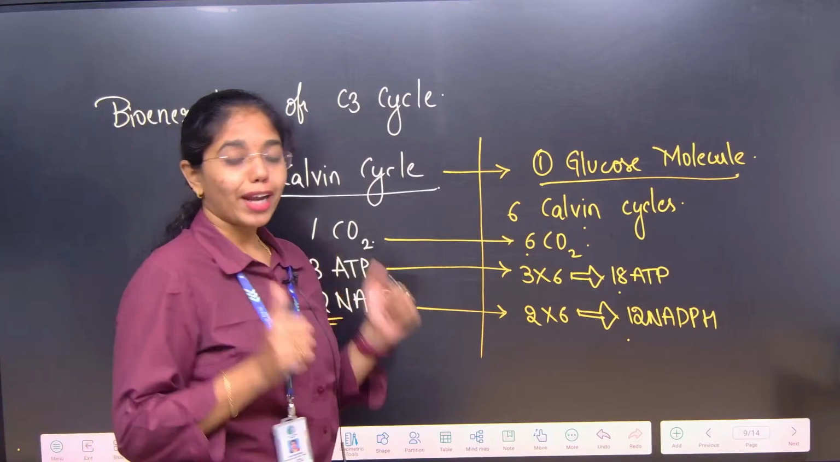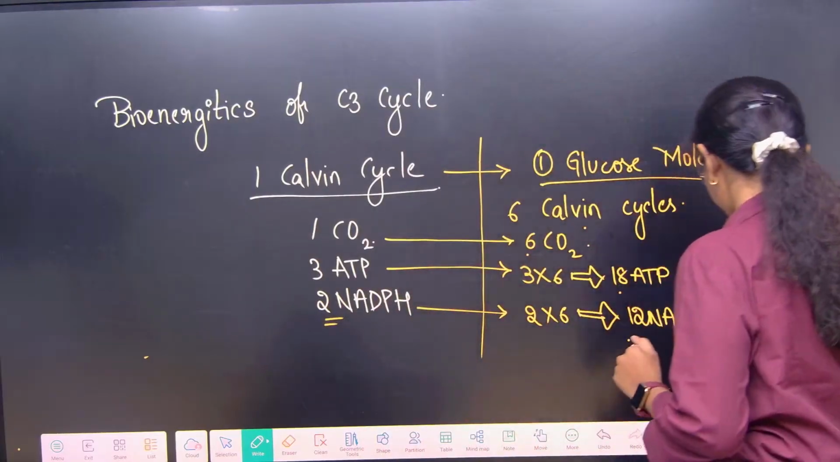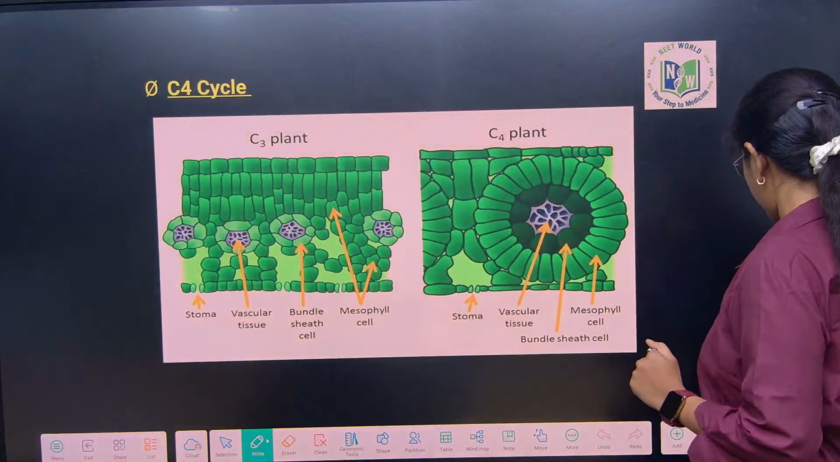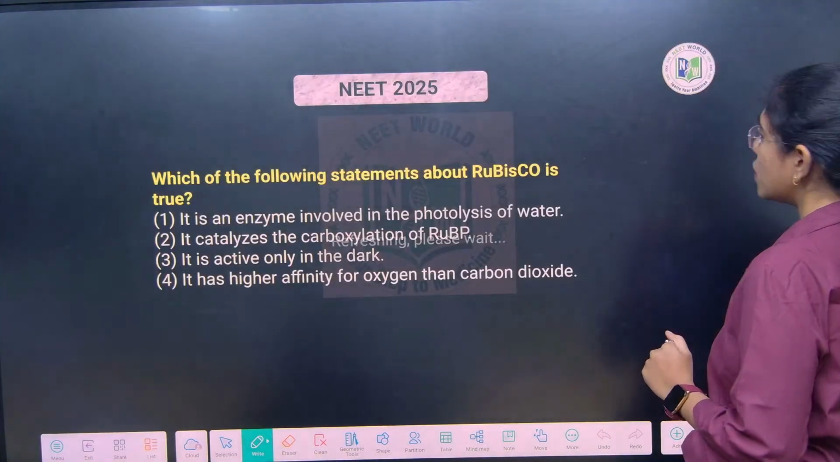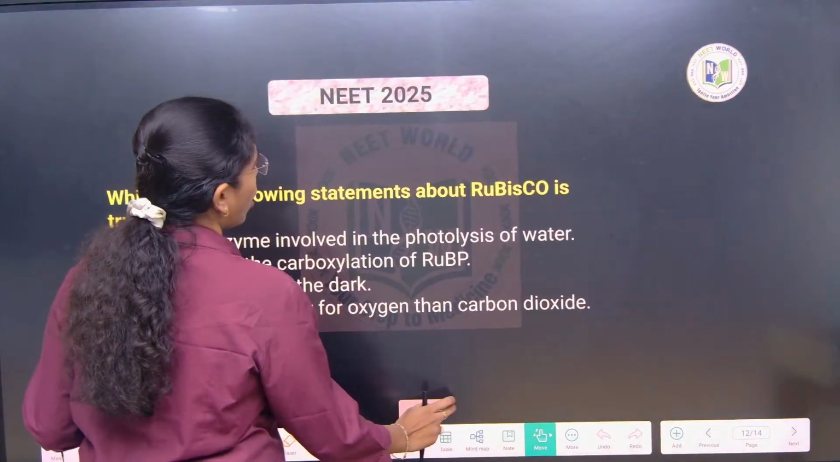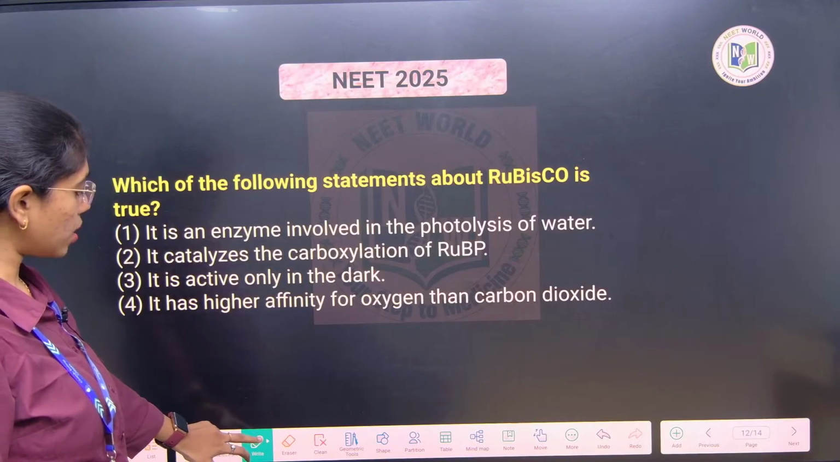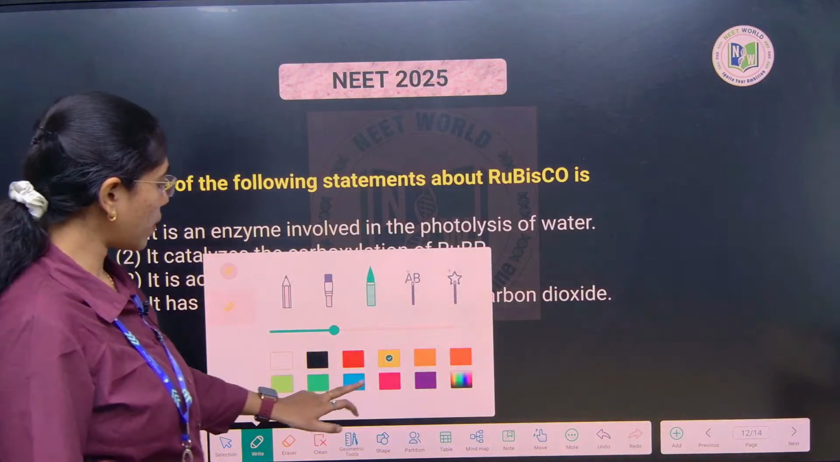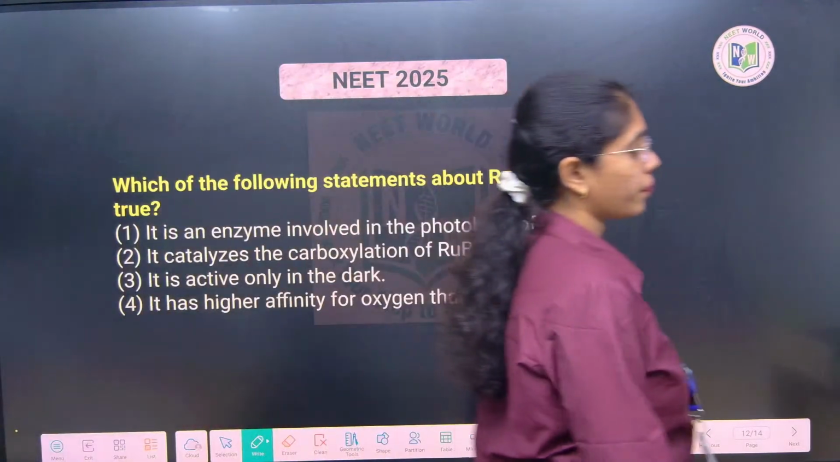So if you are quite confident with the Calvin cycle, let us face the NEET PYQs. This is a question which was asked in NEET 2025 on Rubisco. Try to answer this, everybody try to answer this. Even if it is wrong, no problem, but try to answer.